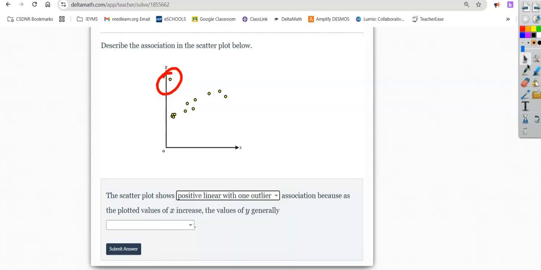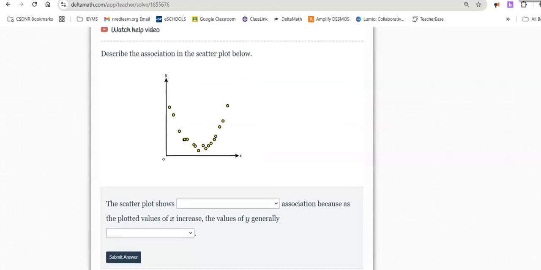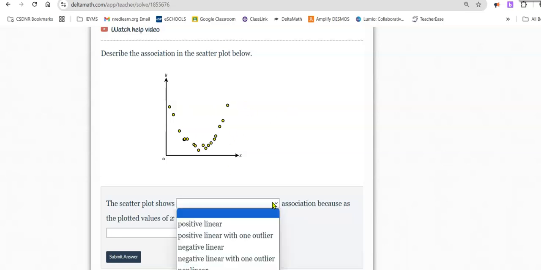So we're going to choose positive linear with one outlier. And we know that as we read our graph, the x is always increasing, and our y is also increasing. And we know that because it's moving upwards. Let's take a look at another question. You'll notice this has a change in direction. So this does not have a positive and negative correlation. We say it is nonlinear.